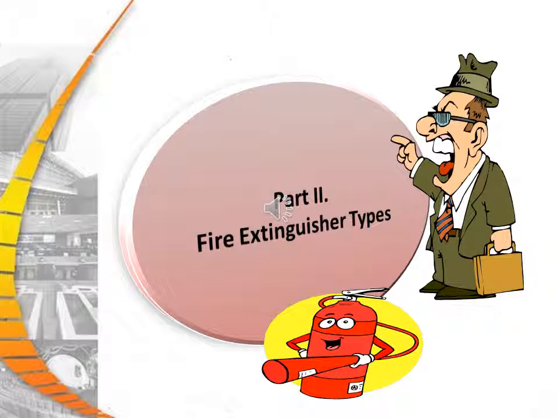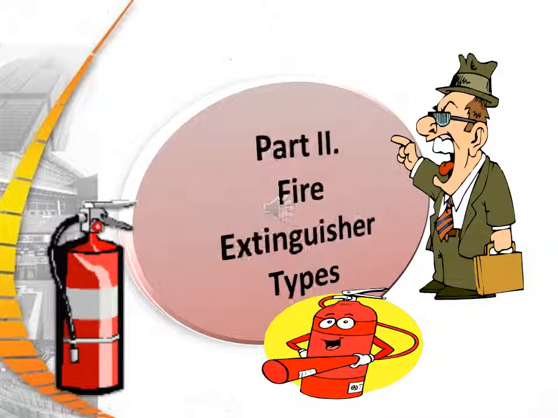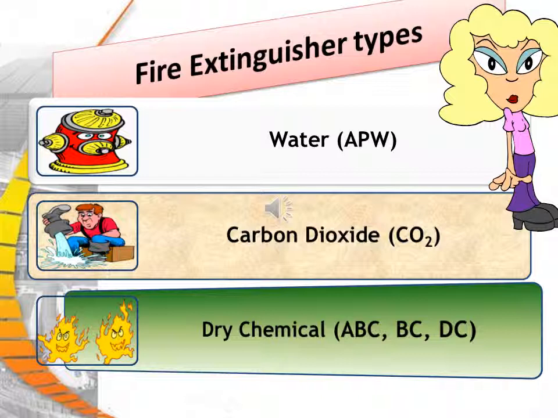Part 2. Fire extinguisher types. Fire extinguisher types include water, also referred to as APW, carbon dioxide, or CO2, and dry chemical, covering ABC, BC, and DC.